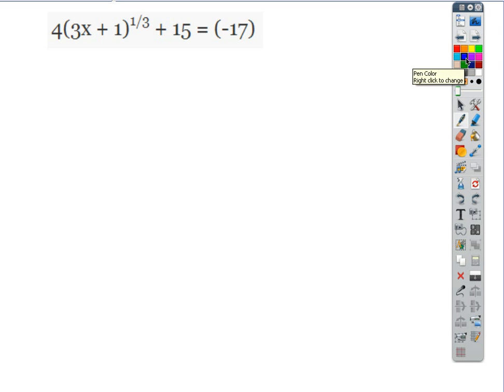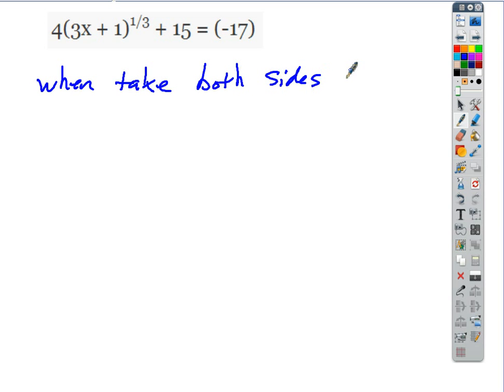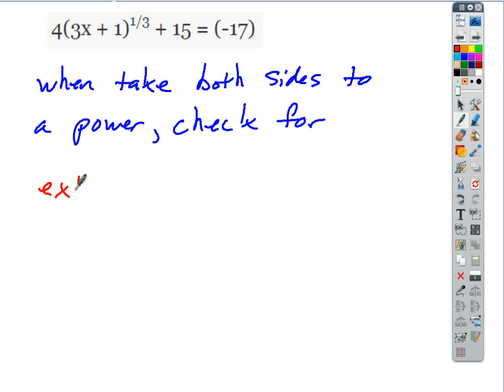When you take both sides to a power, check for extraneous solutions, which are like extra non-functioning solutions. And where you go to do that is just right up there. Okay.